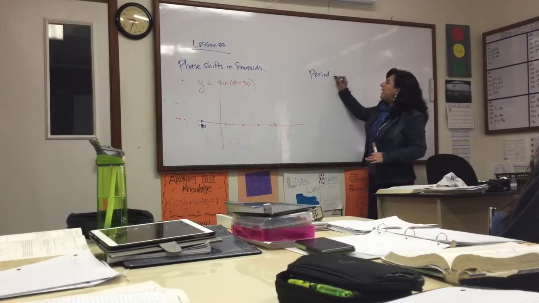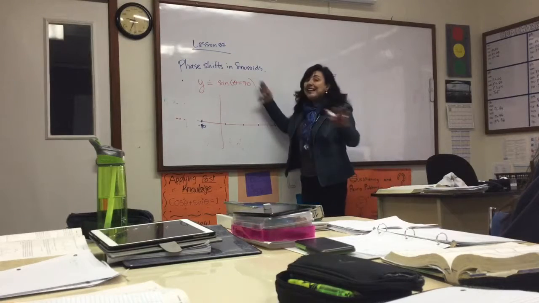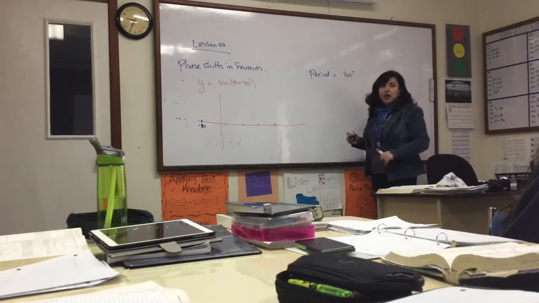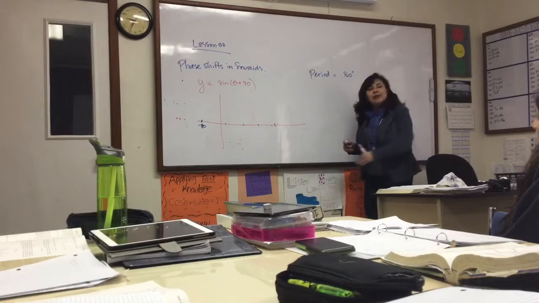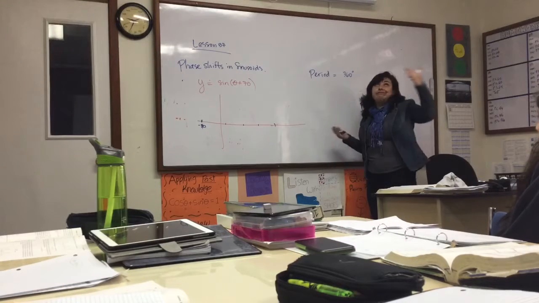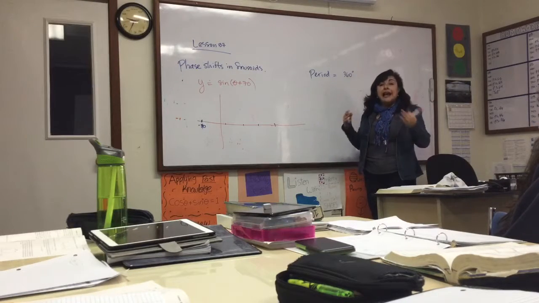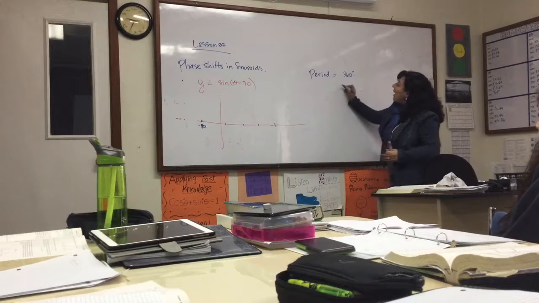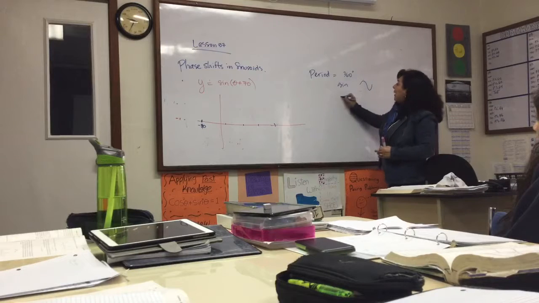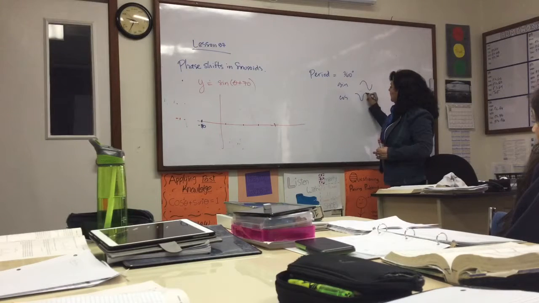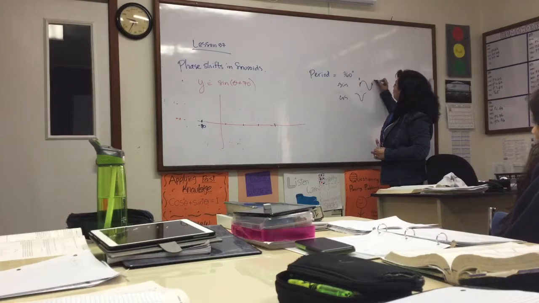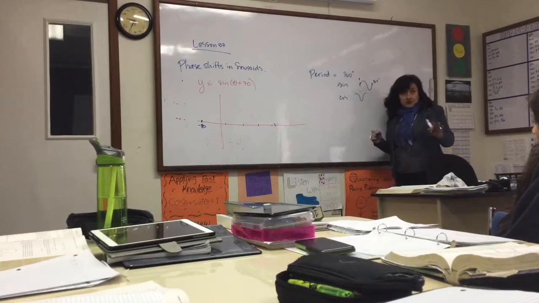The period in general, if you don't have anything else specified, is 360 degrees. What that means is you're going to complete one full curve in 360 degrees. So if you have a sine, it's going to be one of these in 360. If you have a cosine, it's going to be one of these in 360. This is going to go from 0 to 360. Is that clear?